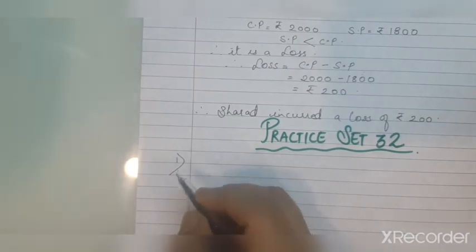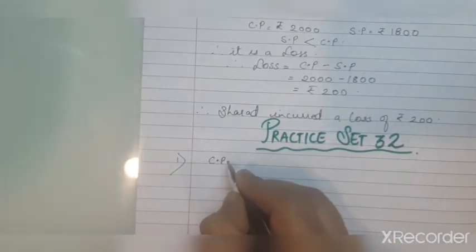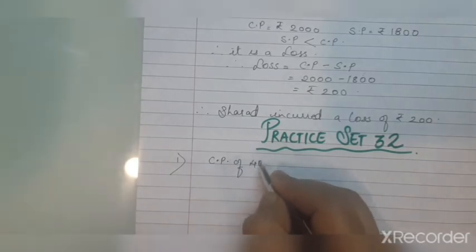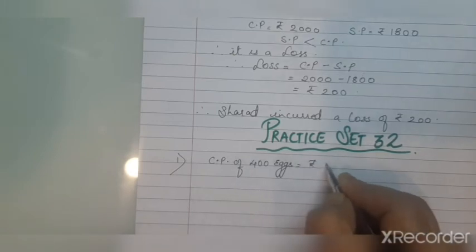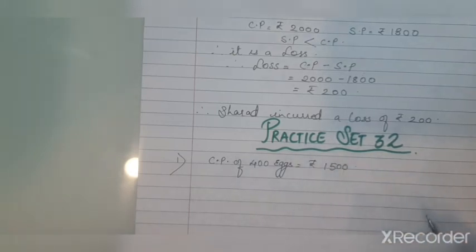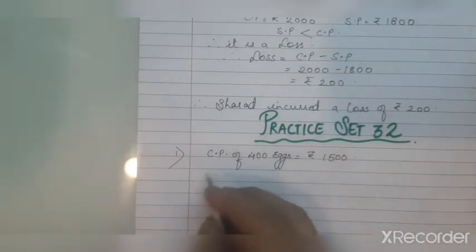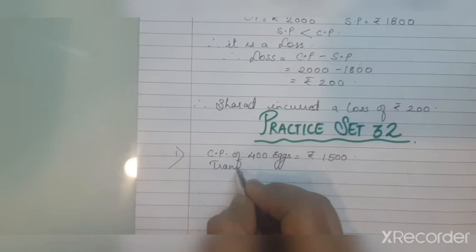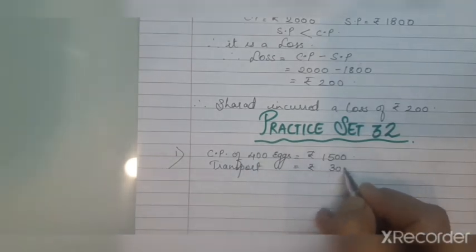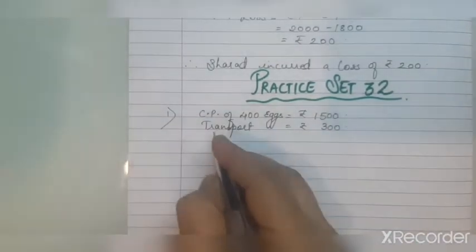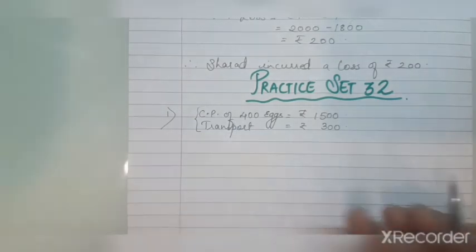Okay, the first sum. Now as I told you, the cost price of 400 eggs is equal to rupees 1500. Then the amount was spent for transport. So transport, that is rupees 300. Okay, now total cost price will be adding the cost price and the transport.